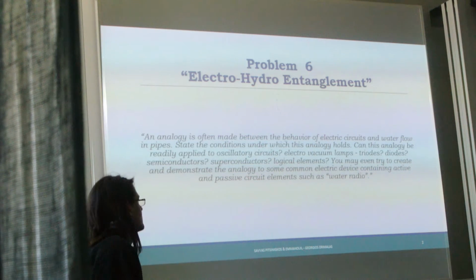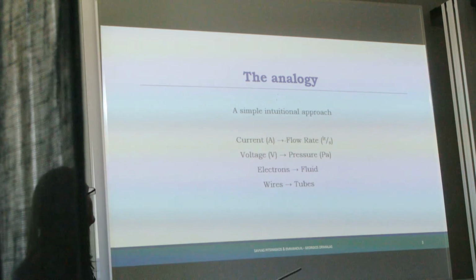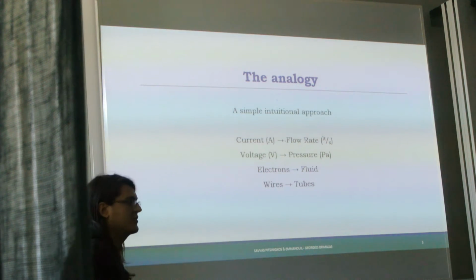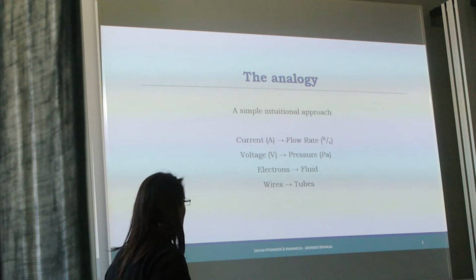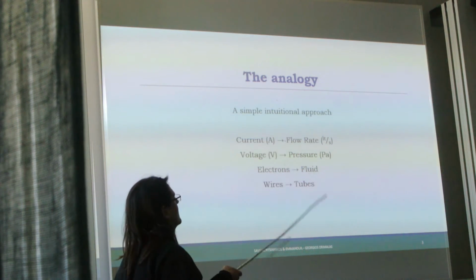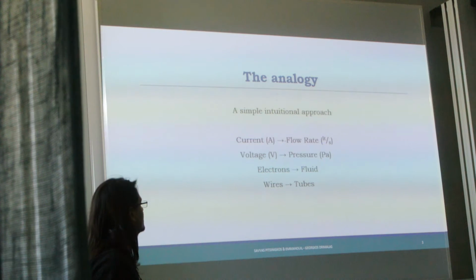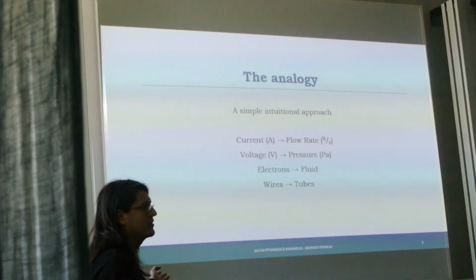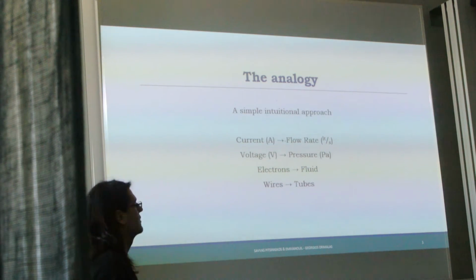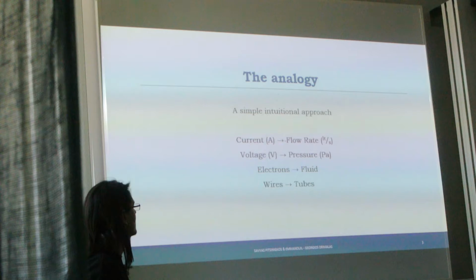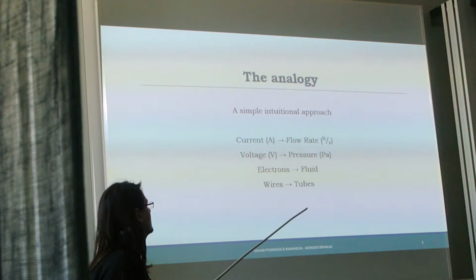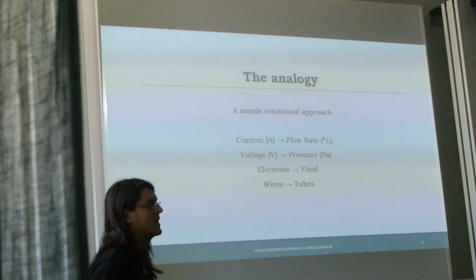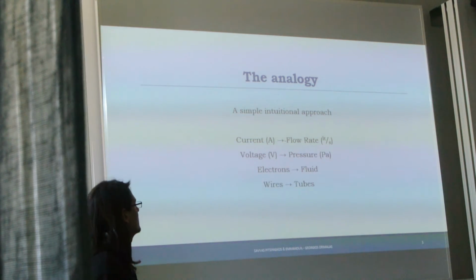counterparts in hydraulic circuits. So, the analogy, basically: the current in an electric circuit can correspond to the flow rate in a hydraulic circuit, and the voltage to pressure. In an electric circuit, you have electrons moving in the material. In hydraulic circuits, you have fluid mass moving in tubes.